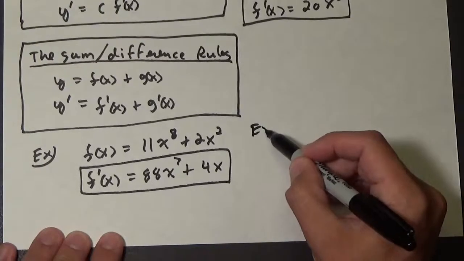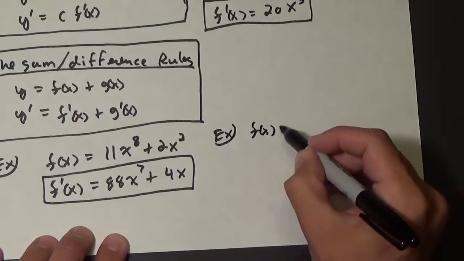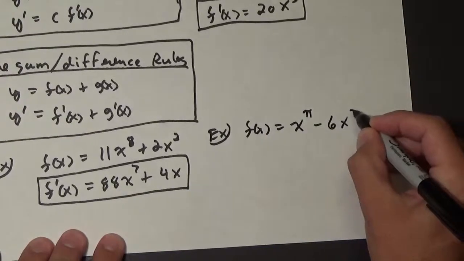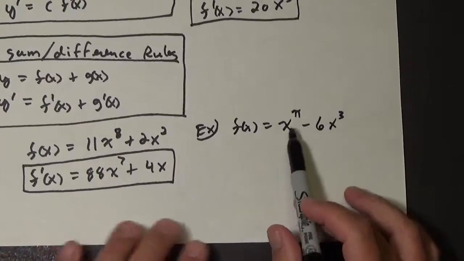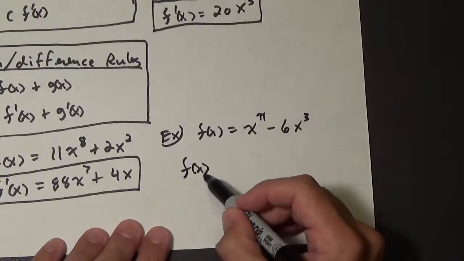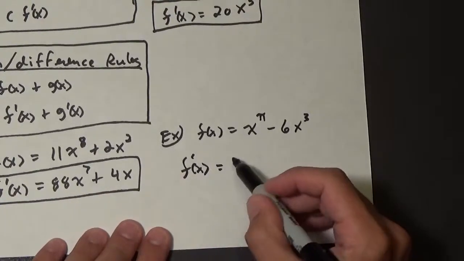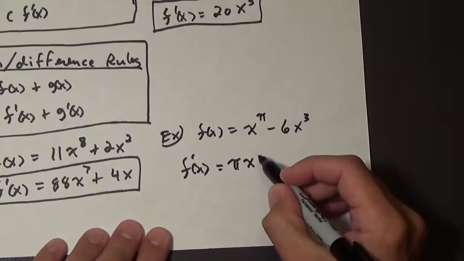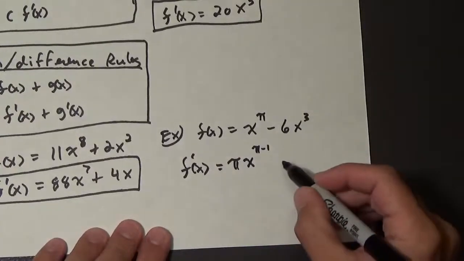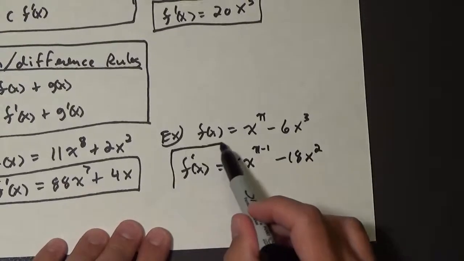Let's look at this example here. I'm going to do this example because sometimes this bothers students. They don't know what to do here. But if I have f of x equals x to the pi power minus 6x cubed, sometimes books will throw in a pi just to see what you do. This is not a problem, because remember, pi is just a number. So to take the derivative of that, we would have pi x, and there's no way to subtract 1, so we'll just say pi minus 1 power, and we'll subtract 18x squared. And that would be the answer to this one.